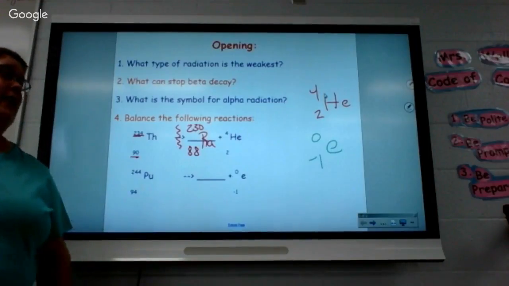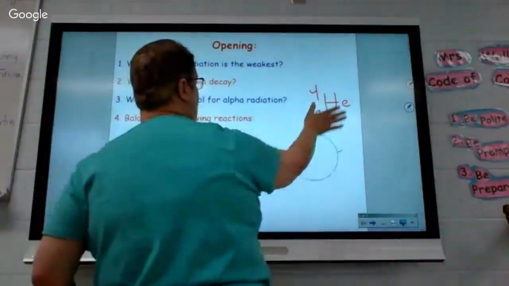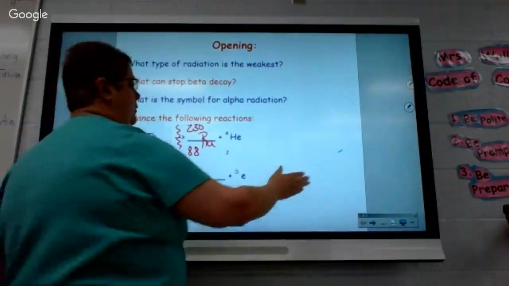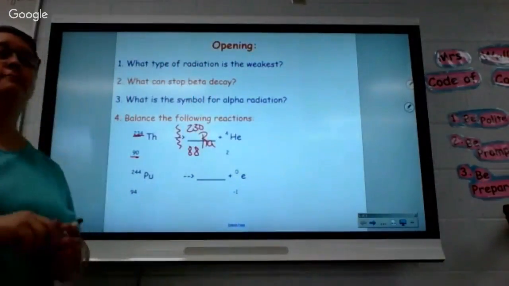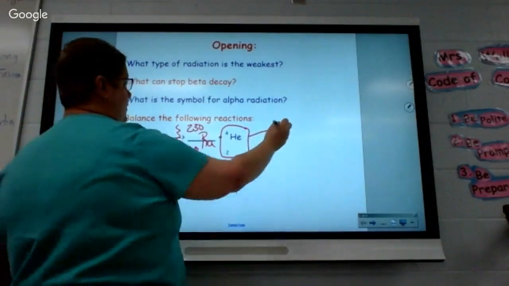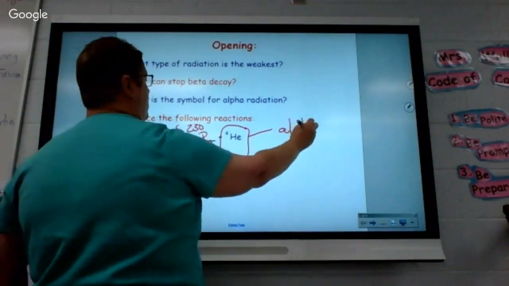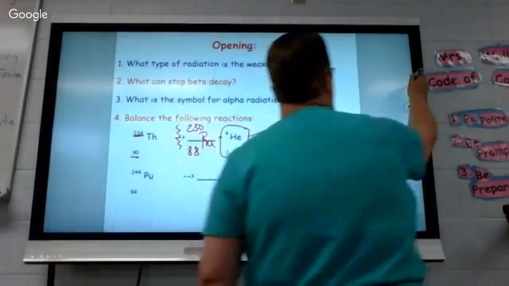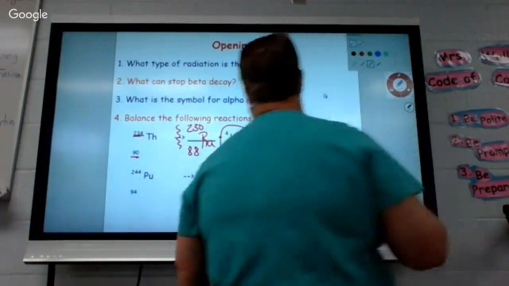All right, what if they asked you what type of radiation it had? How would you know what type of radiation it has? For the He's, it's right here. It tells you it's alpha. All right. So if I do the bottom one, all right.